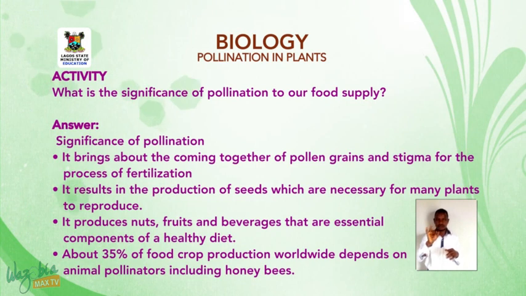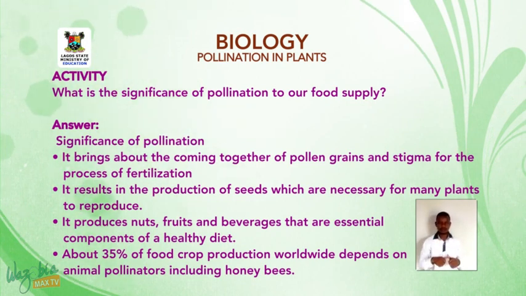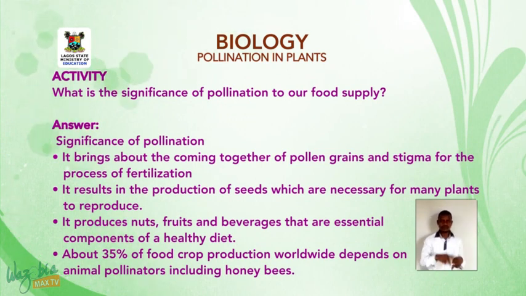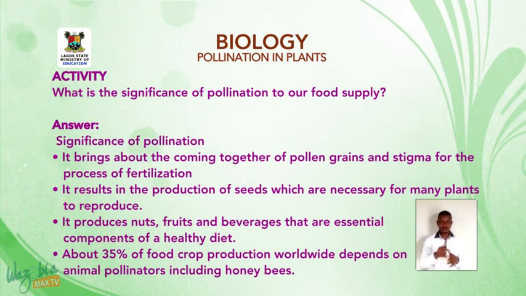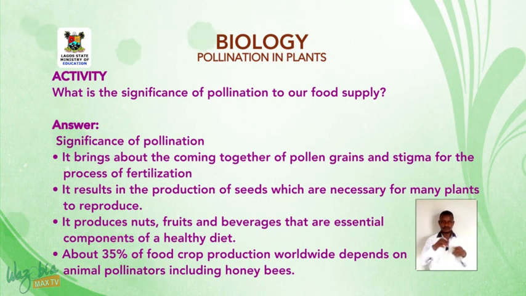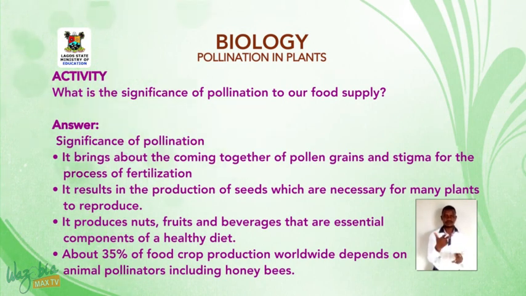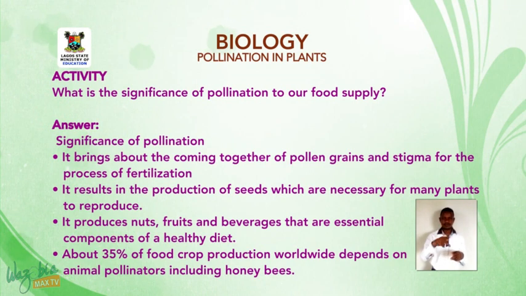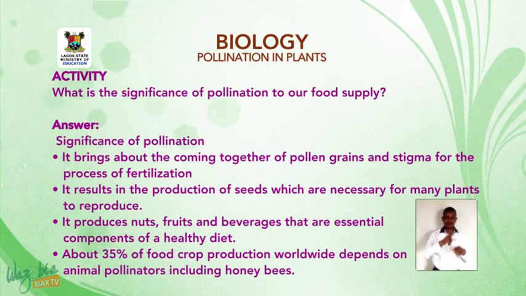Now, student activity. What is the significance of pollination to our food supply? Waiting for your response. Good. Now let us look at this response here. Significance of pollination. 1. It brings about the coming together of pollen grains and stigma for the process of fertilization. 2. It results in the production of seeds, which are necessary for many plants to reproduce. 3. It produces nuts, fruits, and beverages that are essential components of a healthy diet. And lastly, about 35% of food crop production worldwide depends on animal pollinators, including honeybees.